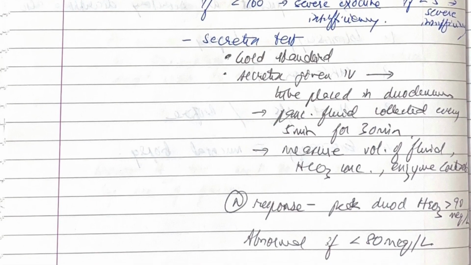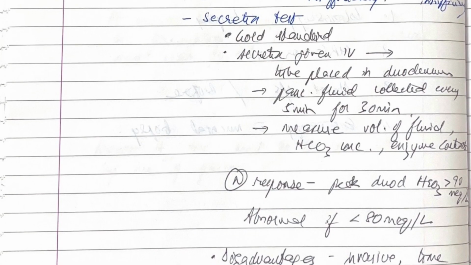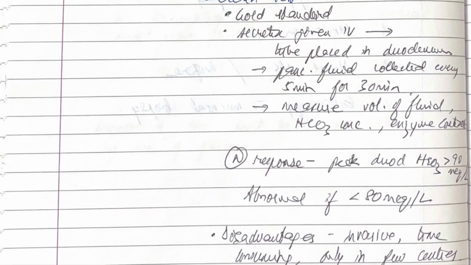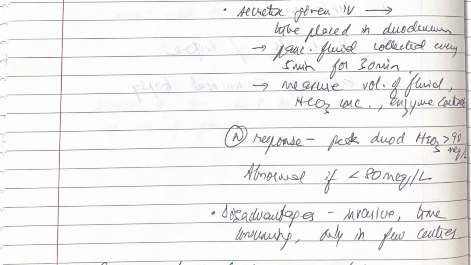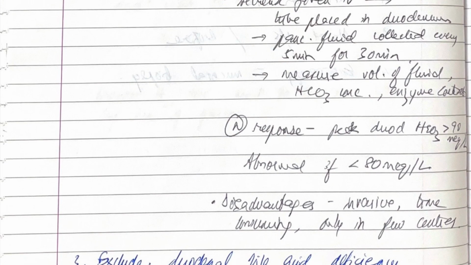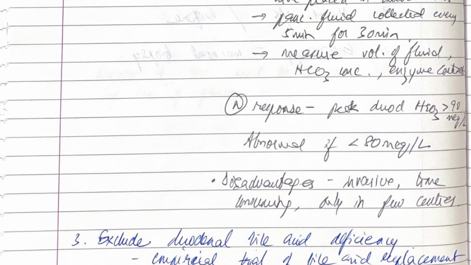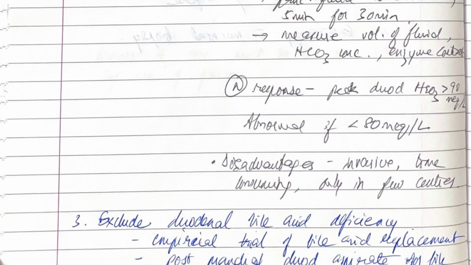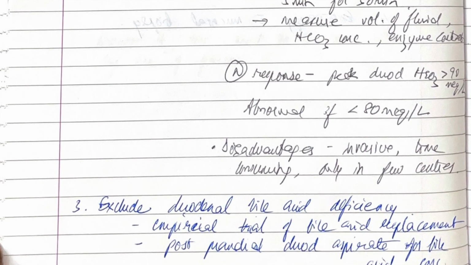Secretin is given IV and a tube is placed endoscopically in the duodenum. Pancreatic fluid is collected every 5 minutes for 30 minutes and it's analyzed for the volume of the fluid, bicarbonate concentration, and enzyme content. With normal response, the peak duodenal bicarbonate will be more than 90 milliequivalents per liter, but it's abnormal if it's less than 80 milliequivalents per liter. The disadvantages are it's invasive, time-consuming, and it's only present in certain centers.